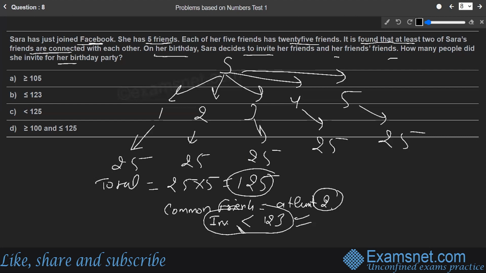So this particular option is available in option number B, which becomes the right answer.